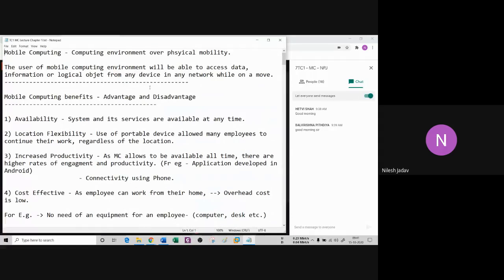So the first chapter we have covered is mobile computing, as an overview, as an introduction to mobile computing. Now there is a definition here: a computing environment over physical mobility. It's just a one single line definition. You cannot write a single line definition in your 4-mark question. If someone asks what is mobile computing, explain in brief, so you need to explain it in a very precise manner.